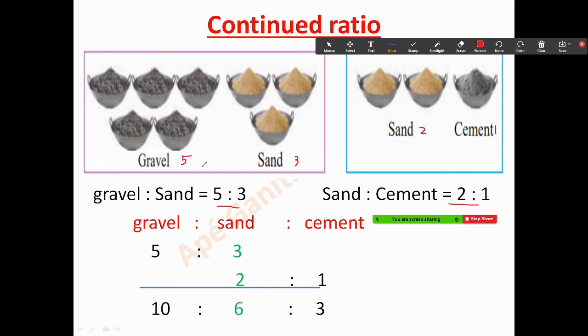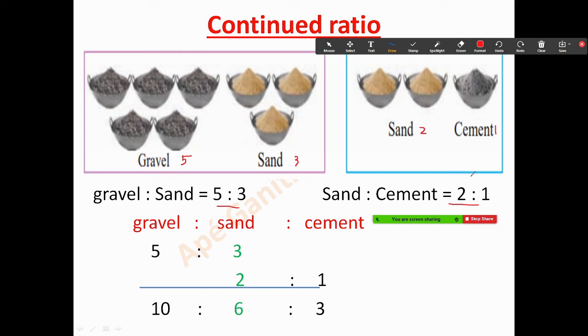Now there are two ratios. First one, 5 to 3, gravel to sand. Second one, sand to cement, 2 to 1. We want to combine these ratios. That is called a continued ratio. Here there are three things: gravel, sand and cement. We want to get the ratio of gravel to sand to cement. So how to combine this ratio with this ratio?